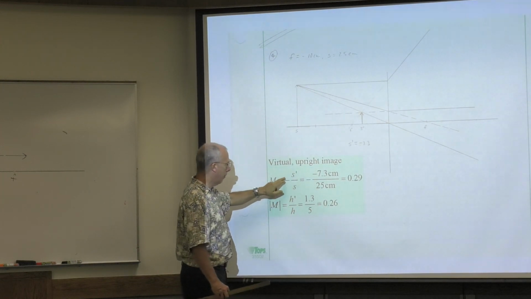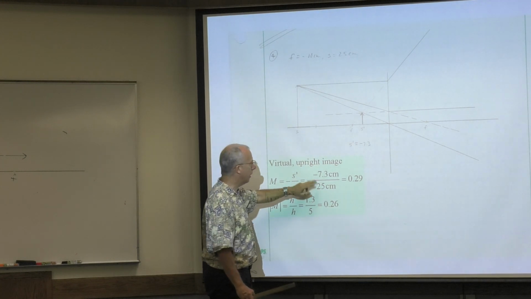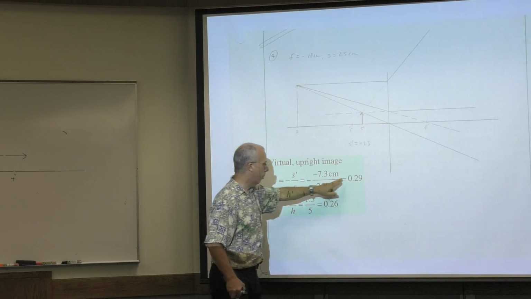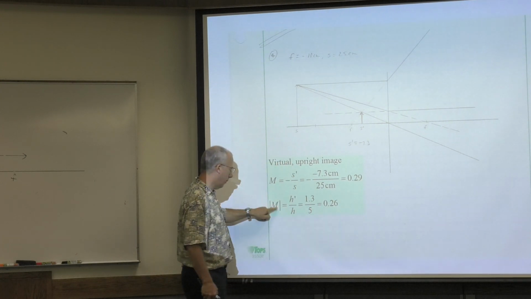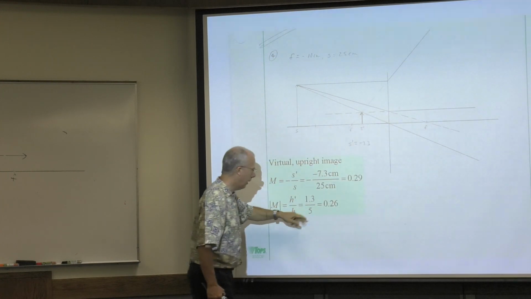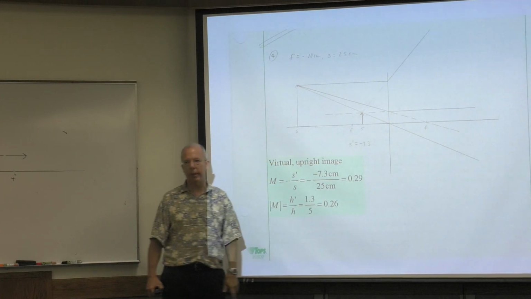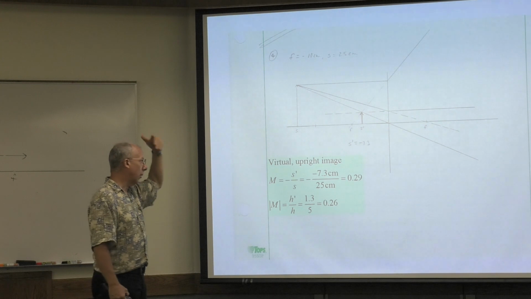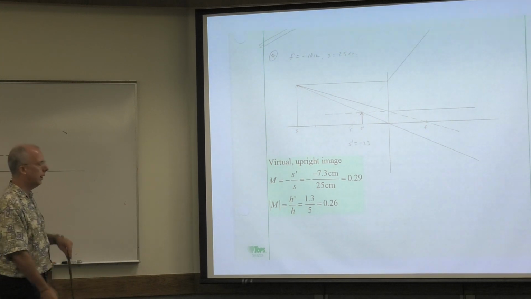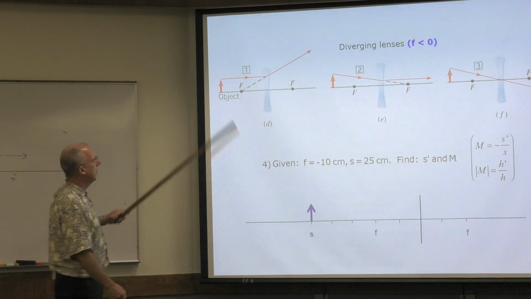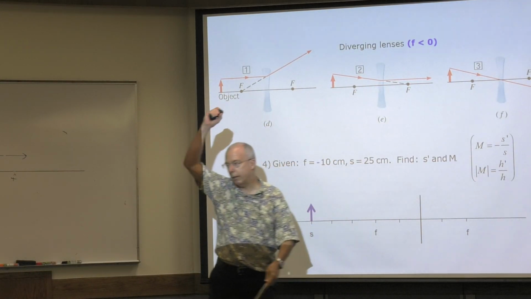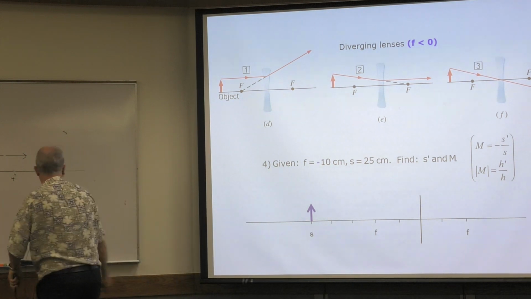M is minus S prime, so we have a minus minus, right, over the 25. And so we get 0.29, and then we just actually measure them, right? Measure that, compare them, and you get 0.26. That's close enough for me. Okay, so there you go. Most people consider those diverging lenses kind of challenging, but if you just remember, parallel in, focal out, focal in, parallel out, number 3, you got it. But you got to practice, just like anything else.